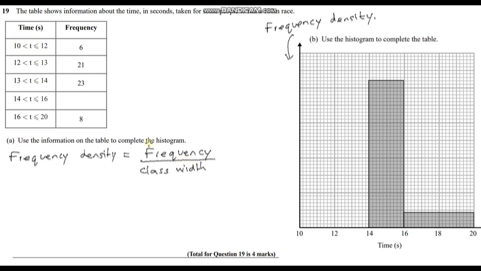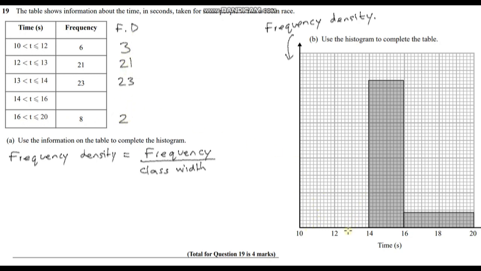Okay, so for the first one, the class width is 2 seconds, and the frequency is 6. So 6 divided by 2 is 3. Let's write up here frequency density. The next one, we have 21 divided by 1, which is 21. The next one, we've got 23 divided by 1 again, which is 23. We can't do this one yet. And the last one, we've got 8 divided by 4, which is 2. So these are our frequency densities.